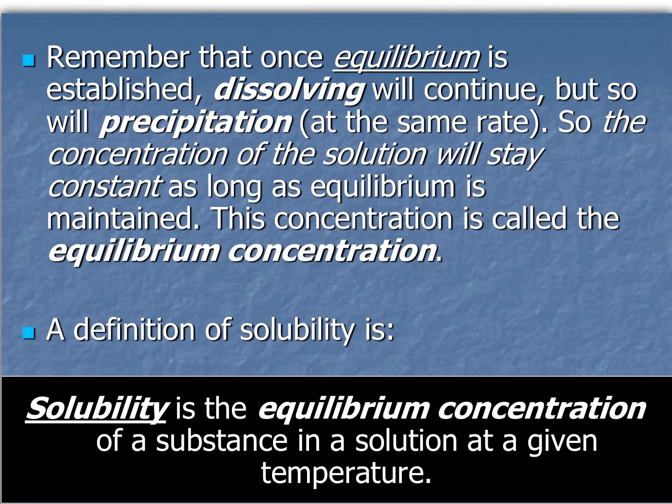So remember that once equilibrium is established, dissolving will continue. Anytime you reach equilibrium, the forward and the reverse reaction continue. So dissolving will continue, but so will the precipitation at the same rate. So the concentration of the solution will stay constant as long as the equilibrium is maintained. This concentration is called the equilibrium concentration. So a definition of solubility based off equilibrium is that solubility is the equilibrium concentration of a substance in a solution at a given temperature. So you're looking for the E on the ICE table.